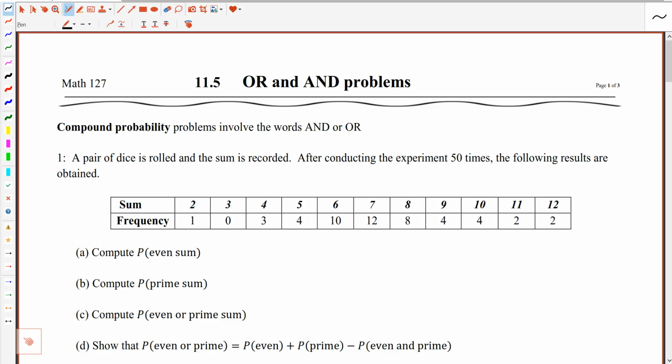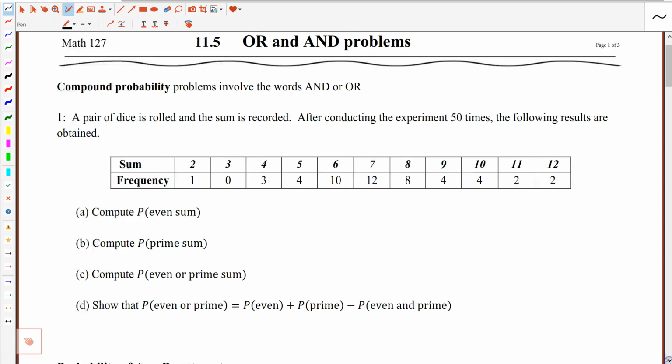In this first example, it says a pair of dice is rolled and the sum is recorded. After conducting the experiment 50 times, the following results are obtained. Then from this table, we're going to be asked to find several probabilities.